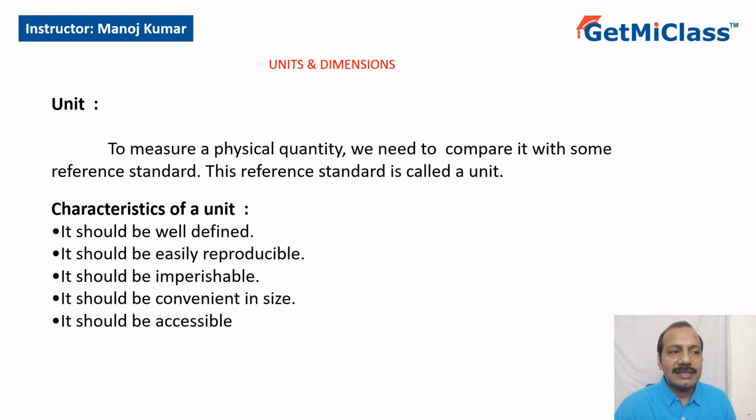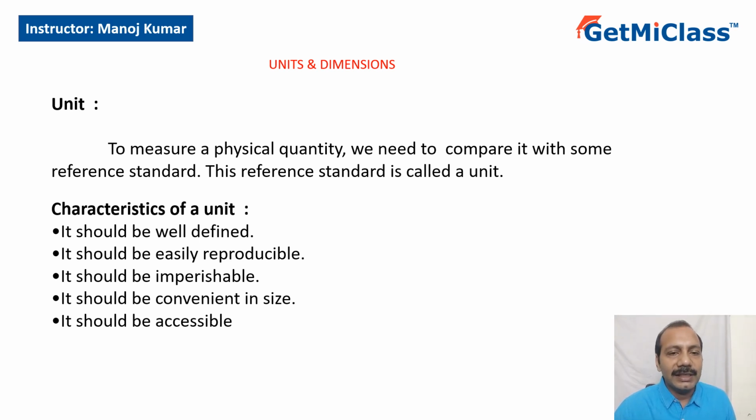So that's why we define some characteristics of a unit so that it is internationally accepted. The characteristics are, it should be well defined. It should have a proper definition that 1 meter is this much, 1 second is this much. It should be easily reproducible. What do we mean by reproducible? 1 meter in India should be easily reproducible in some other country of the world. Then 1 meter can be taken as an international unit. It should be imperishable. It shouldn't be something like, today it is there, tomorrow it is not there. It should be eternal.